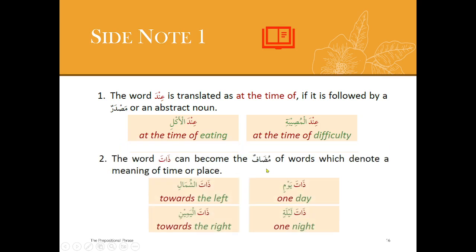And then this one as well becomes mudaf. Zata yawmin, one day. Zata layla, one night. It can also mean zata shimal, towards the left. Zata yamin, towards the right. Yeah, so time and place again. But in here, we are talking at the time of eating, at the time of difficulty.